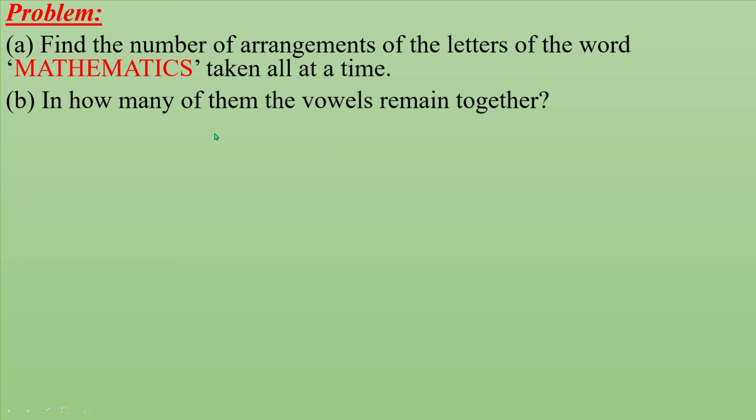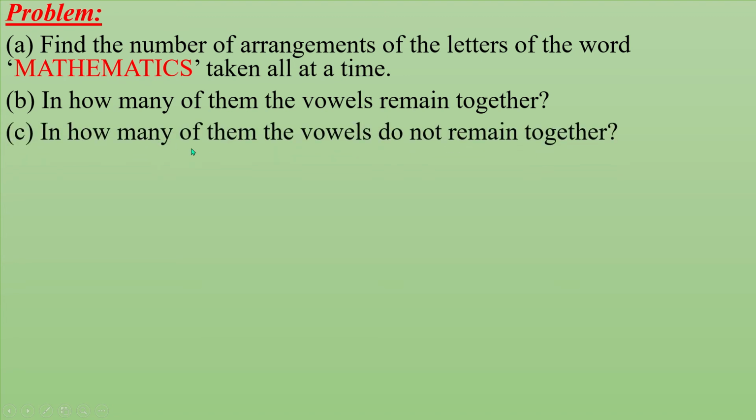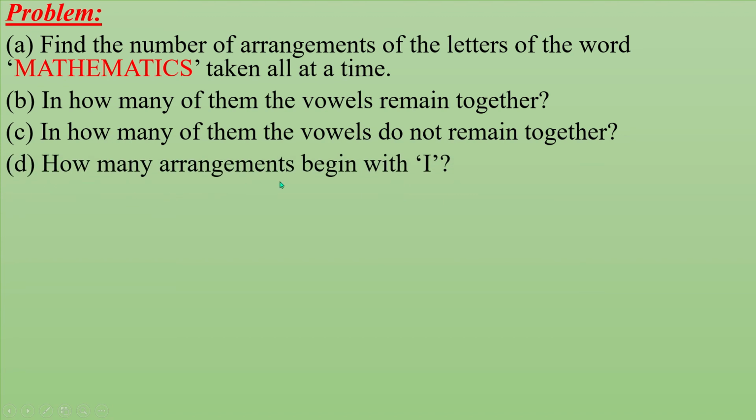Okay, and C number, in how many of them do the vowels not remain together? It is very easy. After finding the results of A and B and subtracting B from A, you will get the answer C. That means the vowels don't remain together. D number, how many arrangements begin with I? That means the word always starts with I. Clear? And the remaining will be different, no problem.